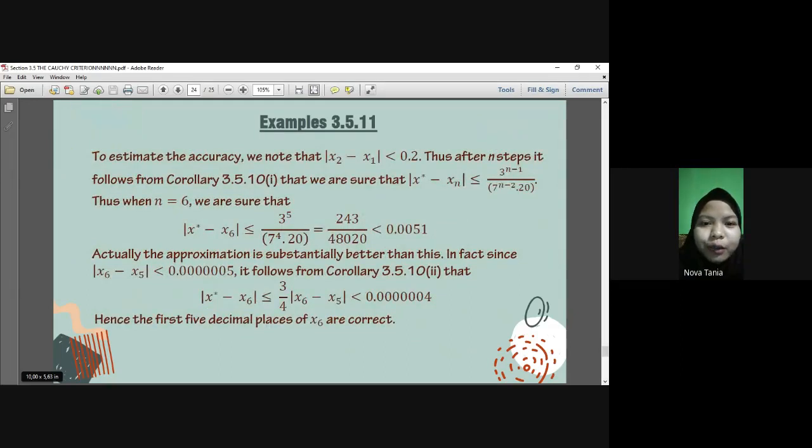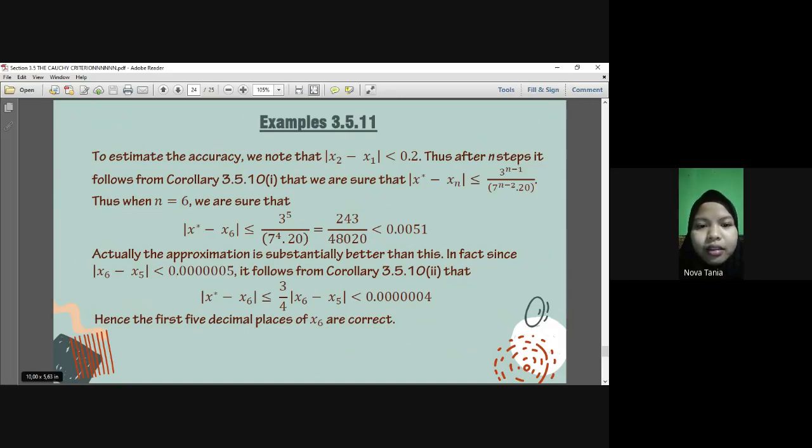To estimate the accuracy, we note that |x_2 − x_1| < 0.2. Thus, after n steps, it follows from Corollary 3.5.10 number 1 that we are sure that |x* − x_n| ≤ (3^{n−1}/7^{n−2}) · 20. Thus, when n = 6, we are sure that |x* − x_6| ≤ (3^5/7^4) · 20 = 243/48,020 < 0.0051. Actually, the approximation is substantially better than this.